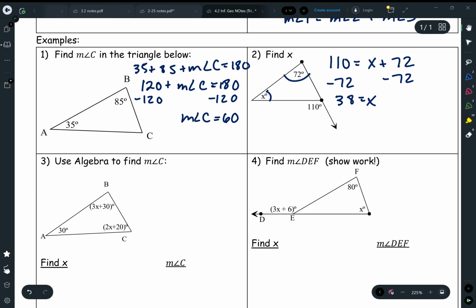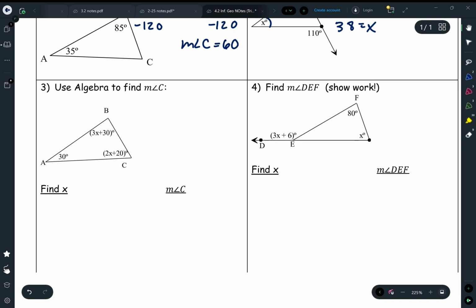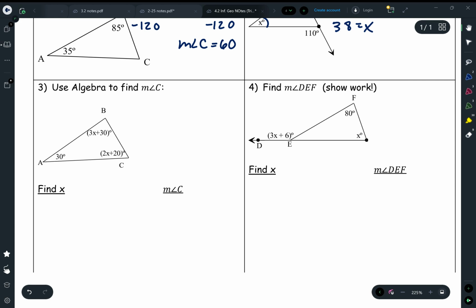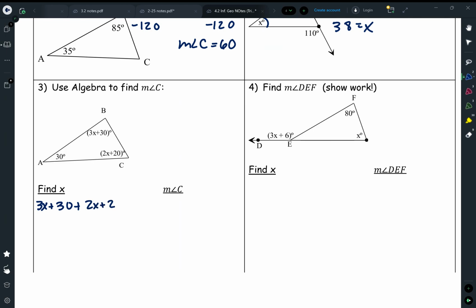For C, in number 3, we know we need to add our angles together, and they're going to equal 180. So first we're going to find x. So 3x plus 30 plus 2x plus 20 plus another 30. So I've added all three of my angles together and they're going to equal 180.